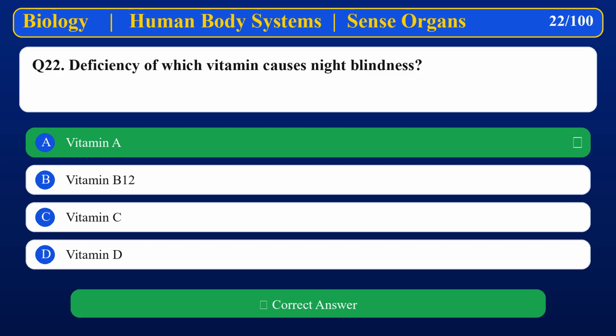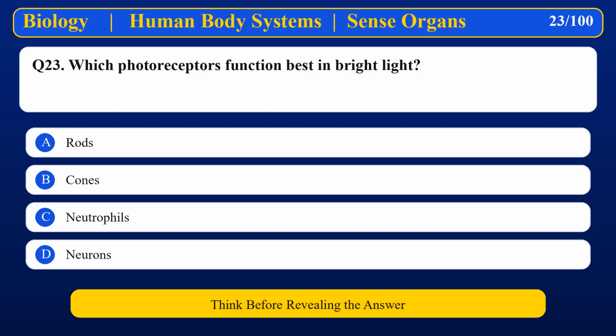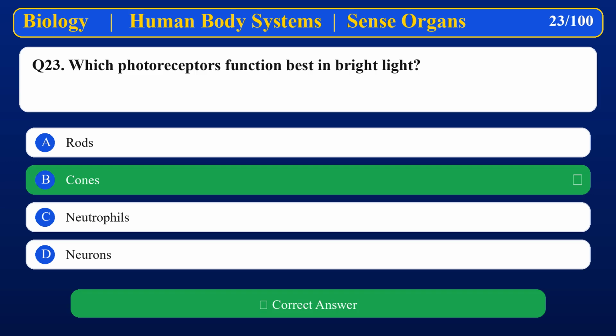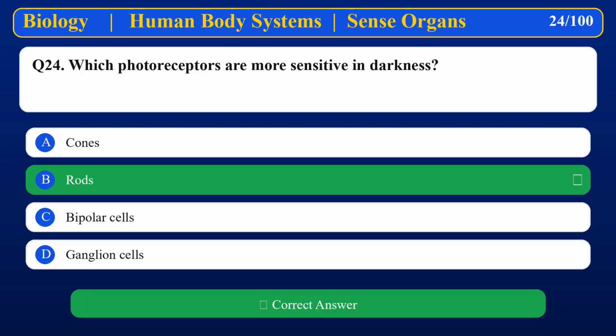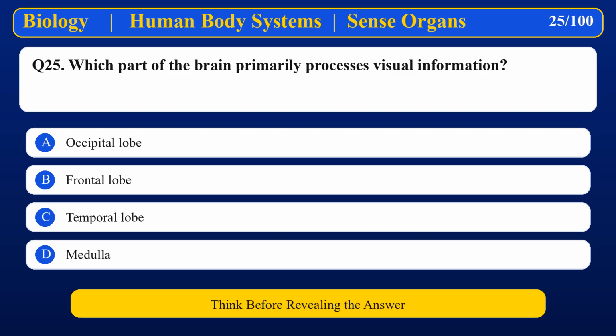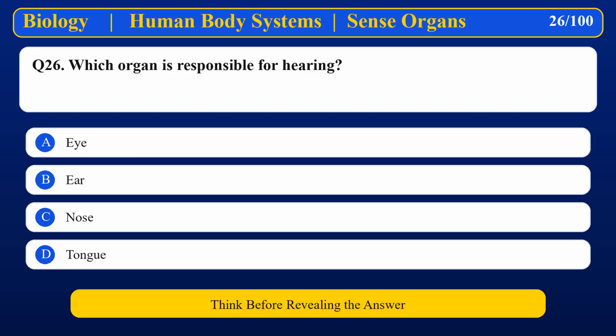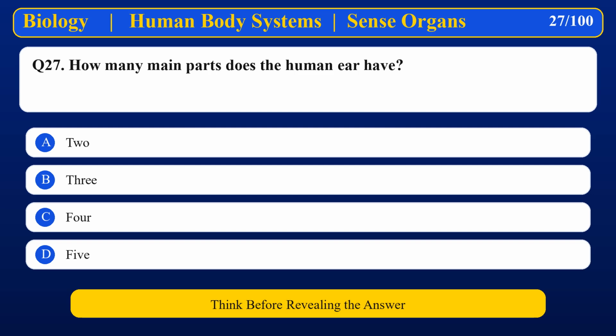Vitamin A. Which photoreceptors function best in bright light? Cones. Which photoreceptors are most sensitive in darkness? Rods. Which part of the brain primarily processes visual information? Occipital lobe. Which organ is responsible for hearing? Ear. How many main parts does the human ear have?